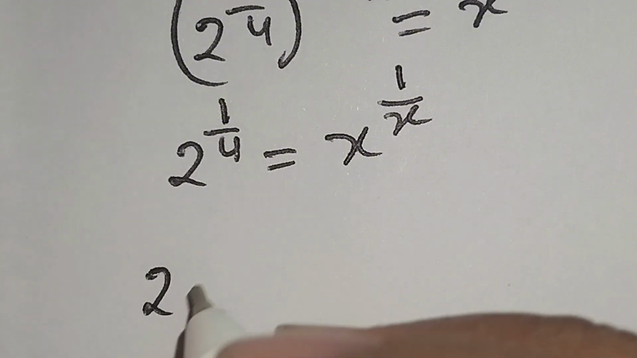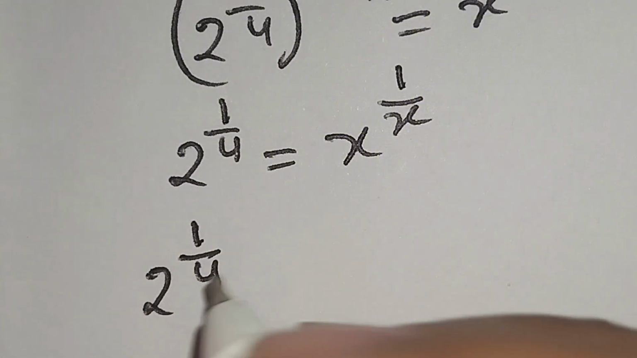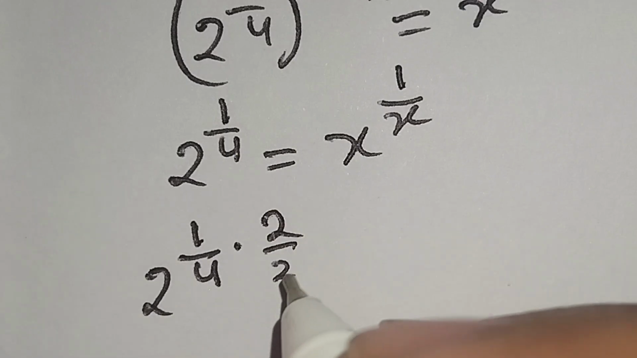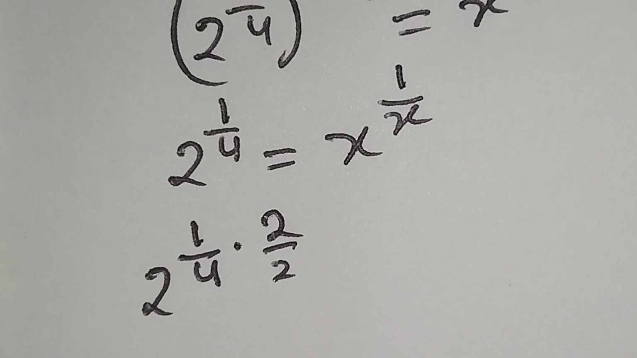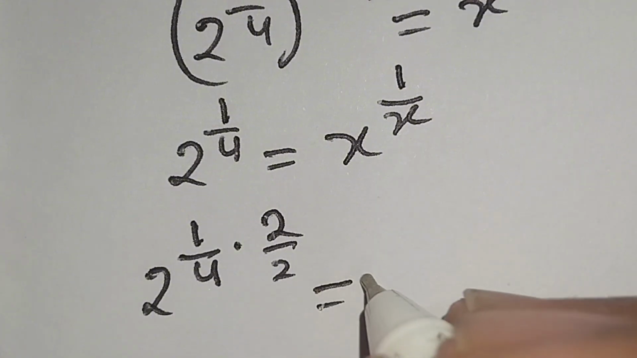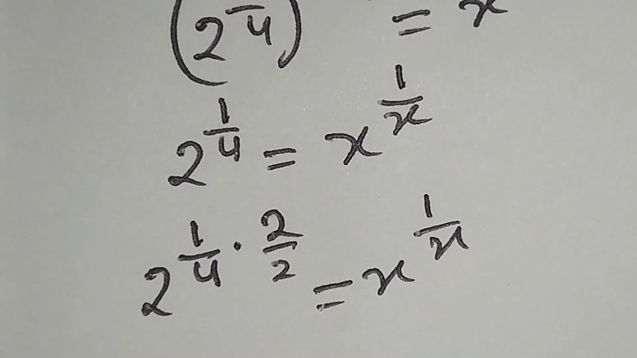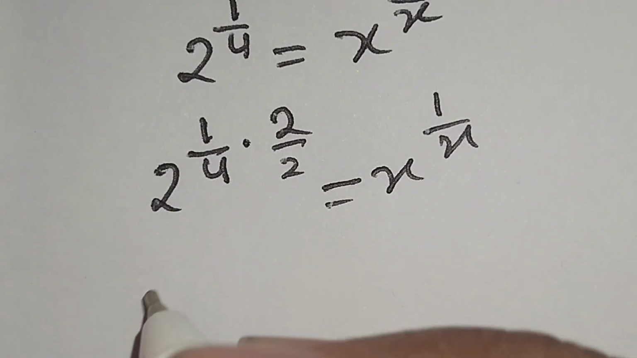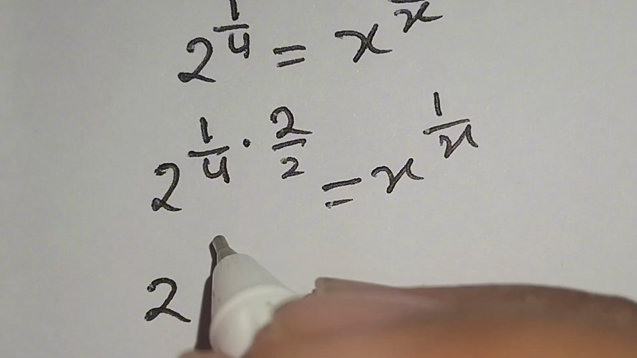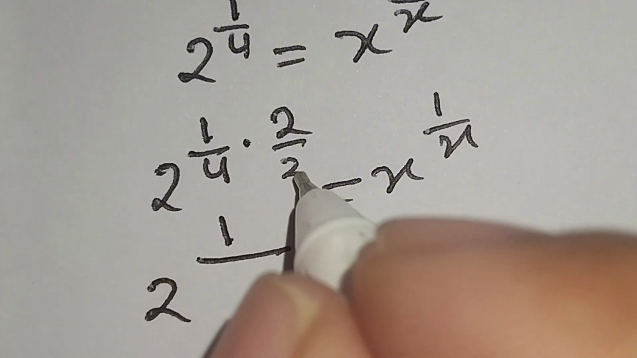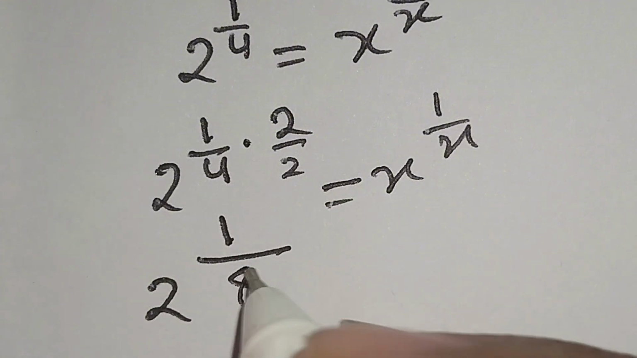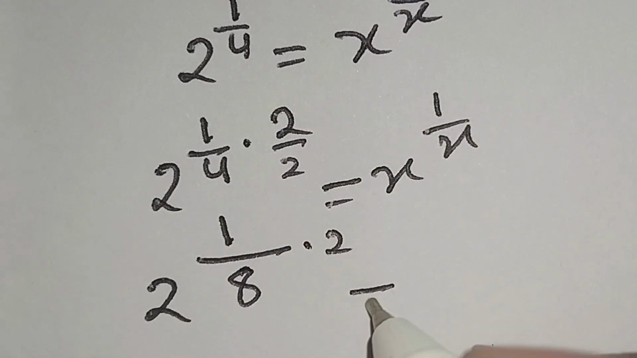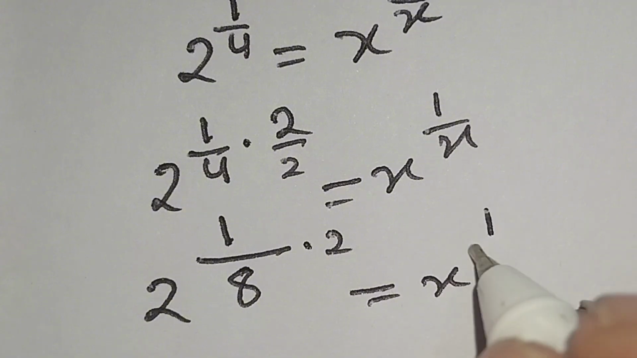Here 2 to the power 1 over 4, times 2 over 2. Here 2 over 2 means 1. It is equal to x to the power 1 over x. Here 2 to the power 1 over 4 times 2 is 8, so 2 to the power 2 over 8 is equal to x to the power 1 over x.